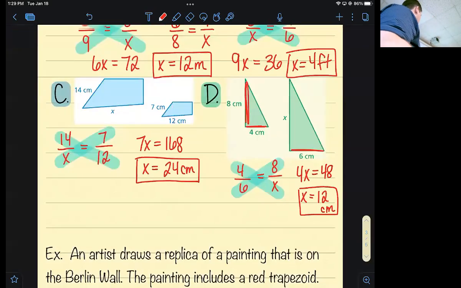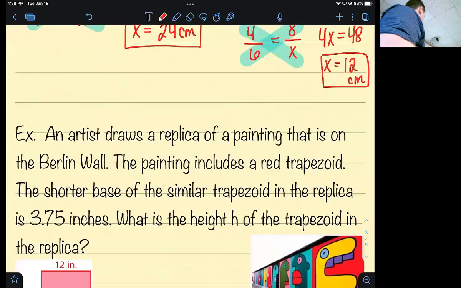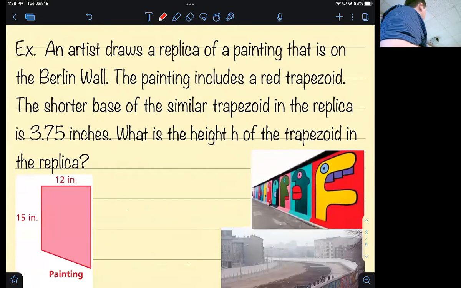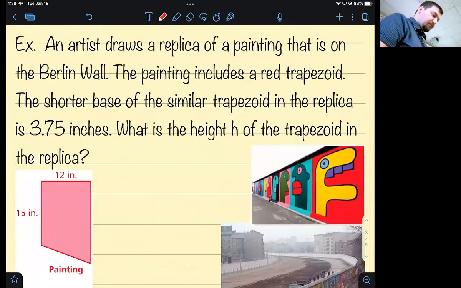All right. Moving on to the next part. It's interesting. An artist draws a replica of a painting that is on the Berlin Wall. Now, what do you guys know about the Berlin Wall? What do you know, Owen? That would be correct. So you had the Soviet side of Germany, and then you had the other side. Yeah, it was East and West Germany, right? So East and West Germany, yeah, split them.